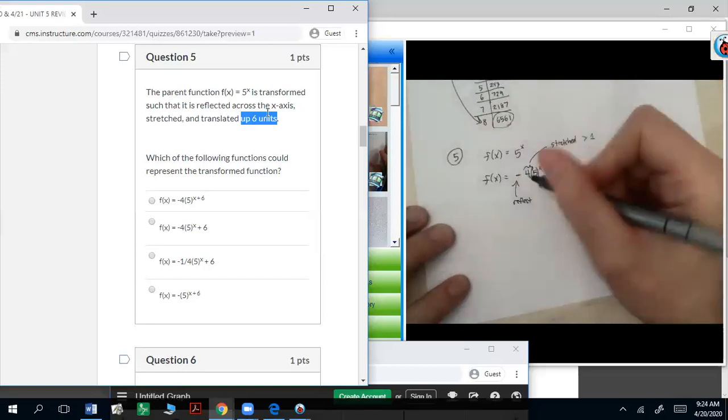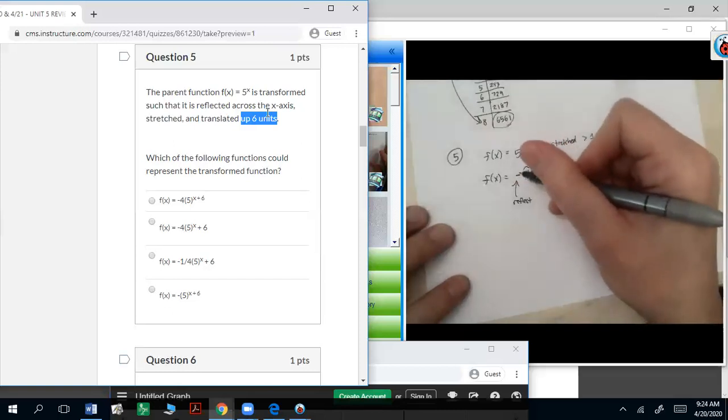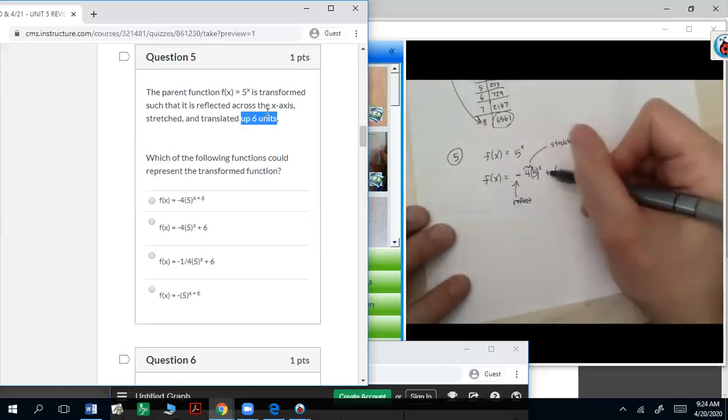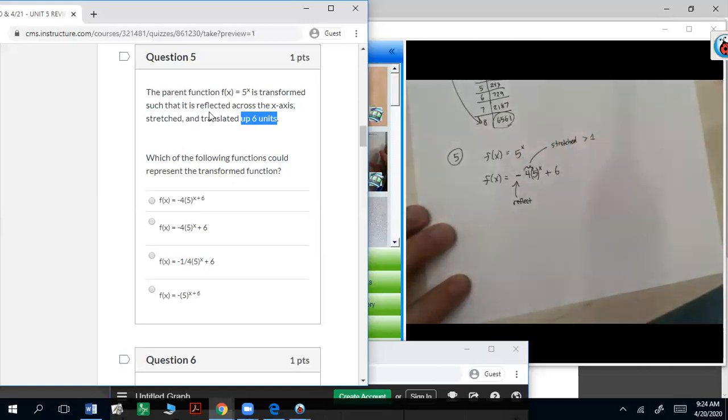So I want this number to be greater than 1. I want that to be negative for reflection. And adding 6 at the end is going to make it go up 6. So it's going to have to be this one. This one right here is going to be left 6. This is up 6. Notice the difference. This is in the exponent. This is outside at the end. And we can graph that to make sure we got it.